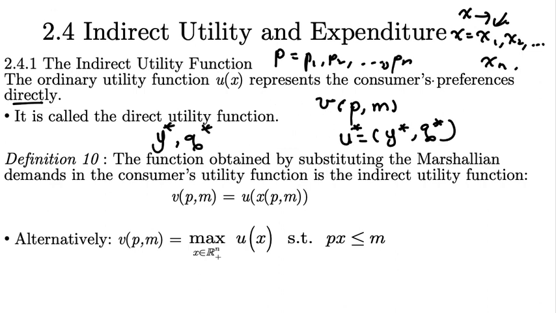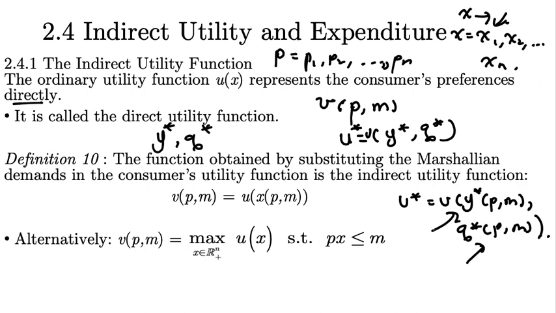And this U star is actually a function of good Y. Good Y is a function of price and also income, isn't it? And also the second one, good Q, is a function of price and income. So now, once you plug in the optimal level, it becomes the indirect utility function.